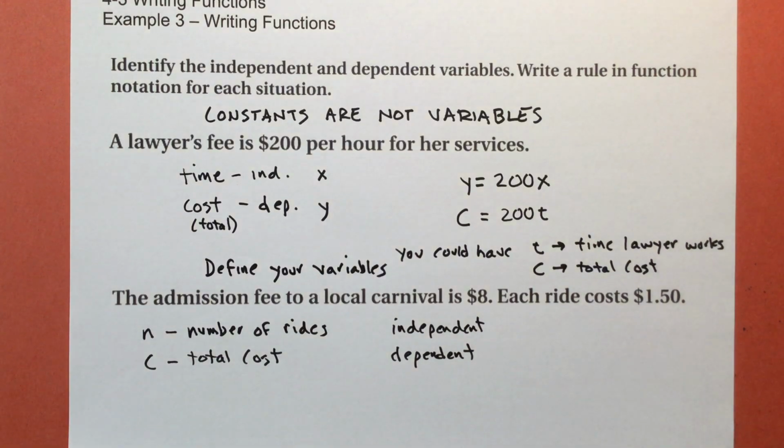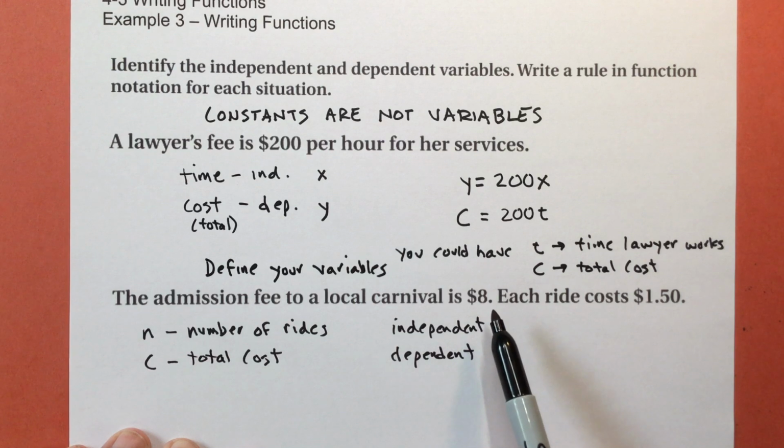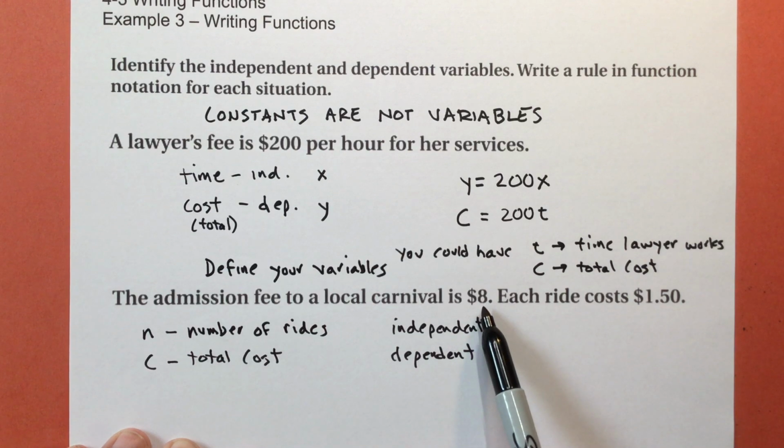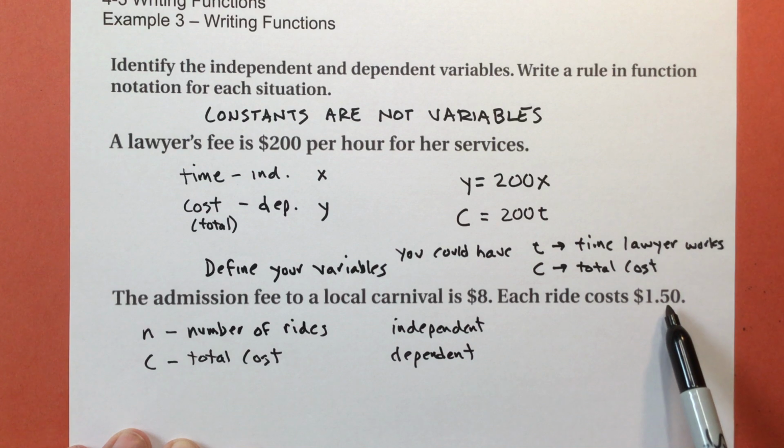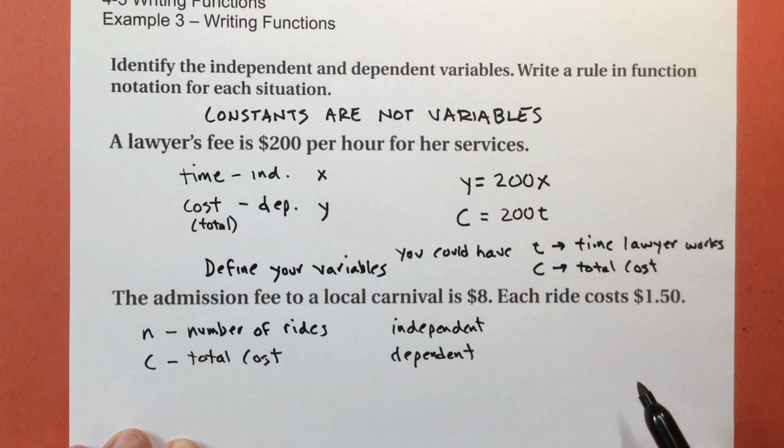Now the next part, I actually have to write the function. So imagine the situation. How many times do you pay $8? We only pay that once. So I'm only going to have $8 show up once in my problem. Each ride costs $1.50. So if I do 7 rides, that'd be $1.50 plus $1.50 plus $1.50 plus $1.50 plus $1.50 plus $1.50, one more time, plus $1.50. I think I counted 7.